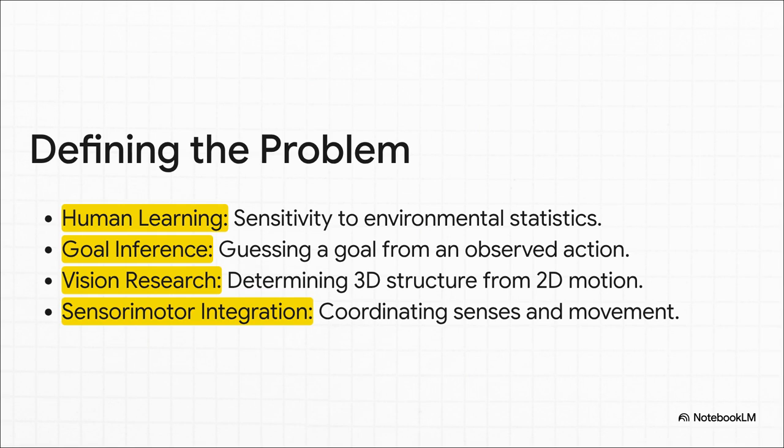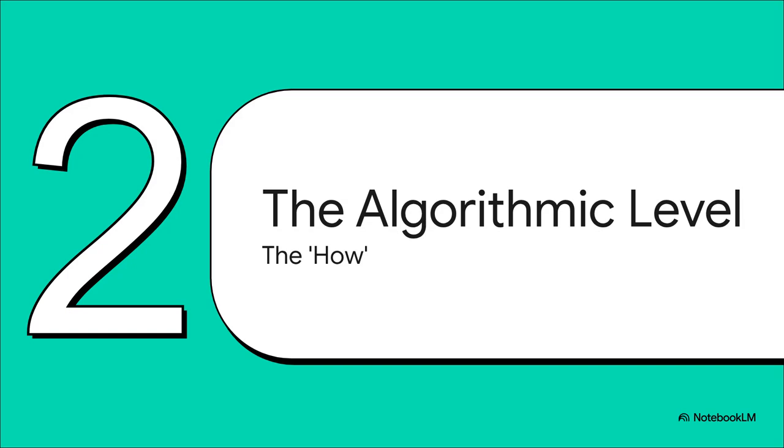This isn't just for one little corner of cognition. At this computational level, we can define the problem of vision as, say, building a 3D world from the 2D images hitting our eyes. We can define the problem of guessing a friend's intention as just figuring out their goal based on their actions. It's always the essential first step. Okay, so let's move down to the next level and see how this all connects.